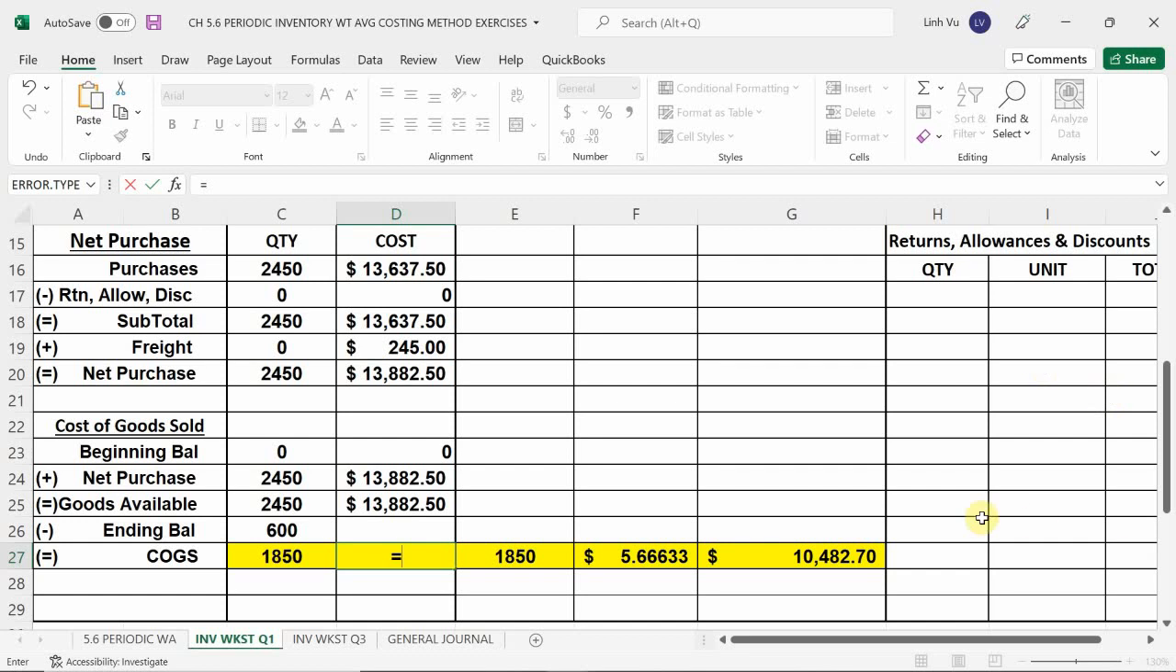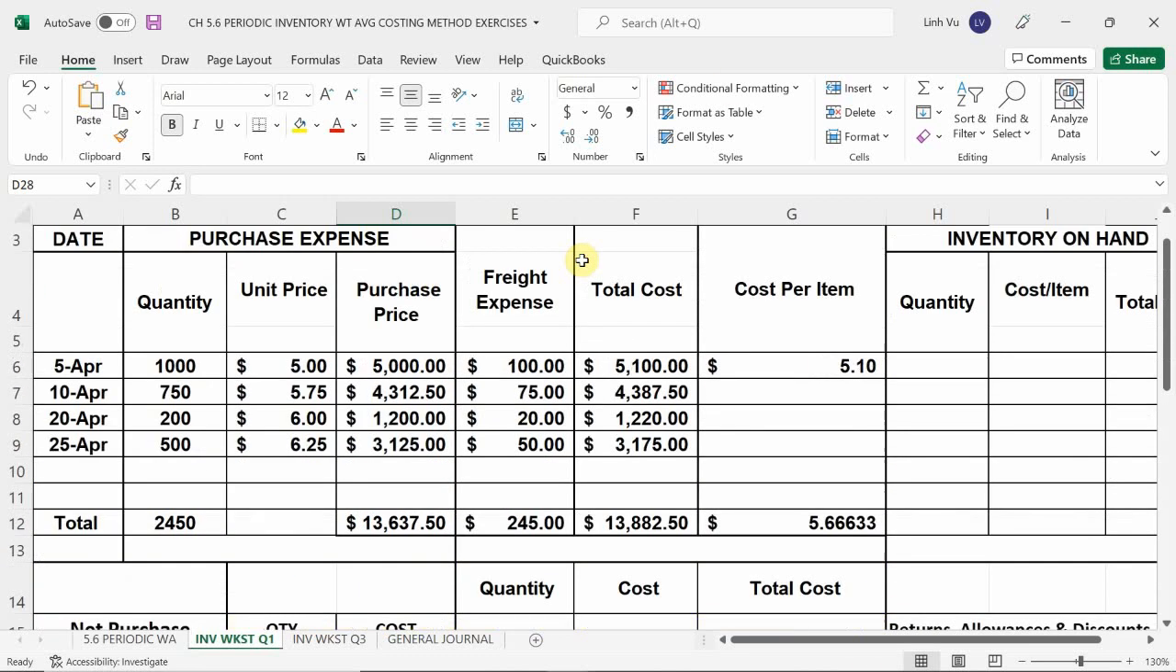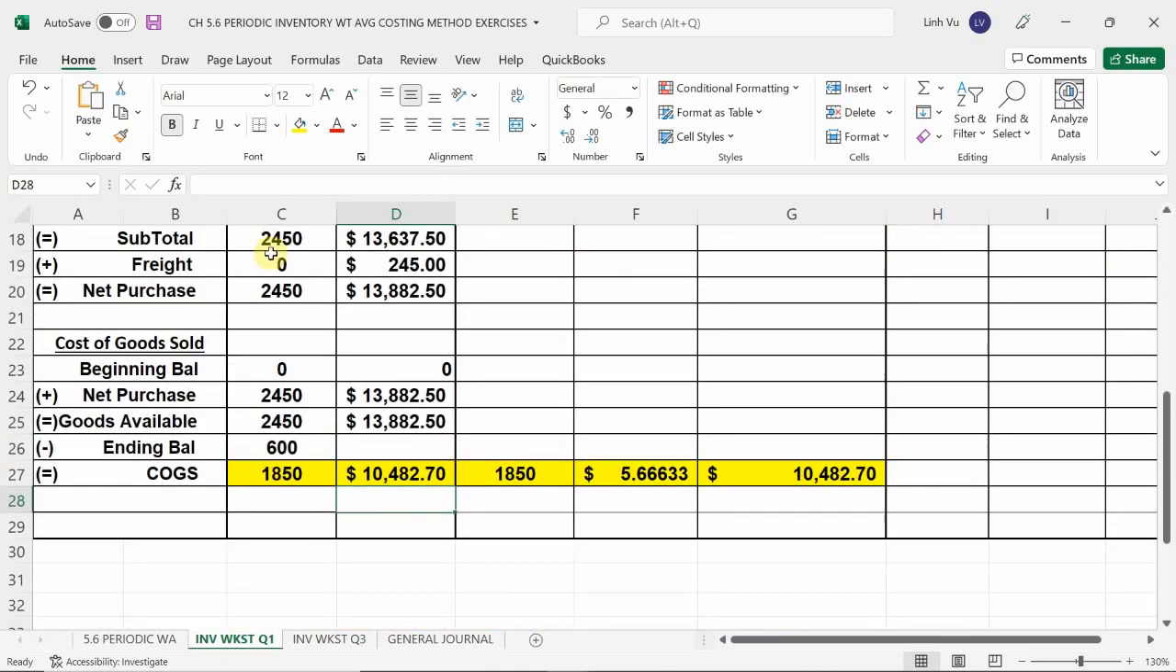Your answer here is 10,482.70. And of course, the safest thing so that you don't have to do it again is the equal round formula. You can simply take your goods available of 13,882.50, because this is a rounded number. This is when I purchased something and I added everything up together. And I'm going to subtract out my cost of goods sold to give me another rounded ending inventory. Okay, so there you go. All right.